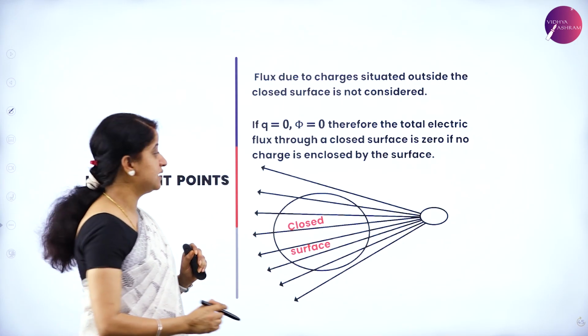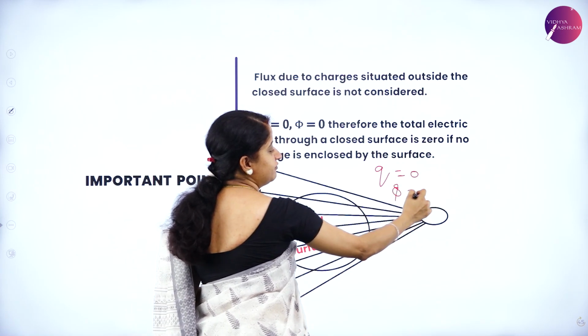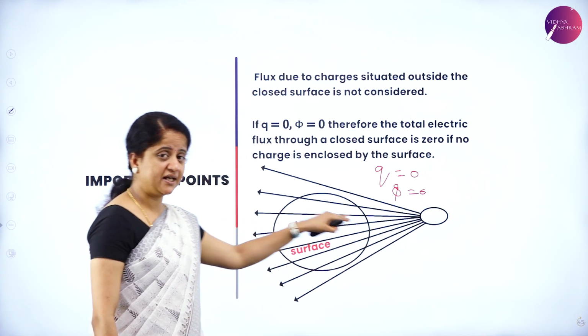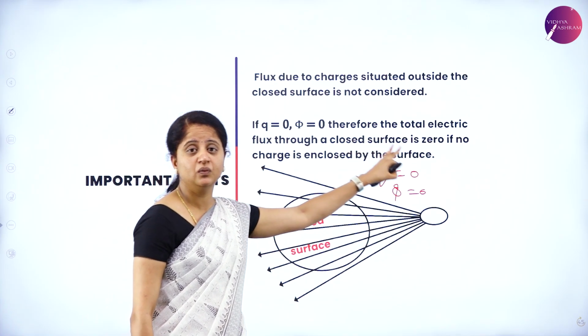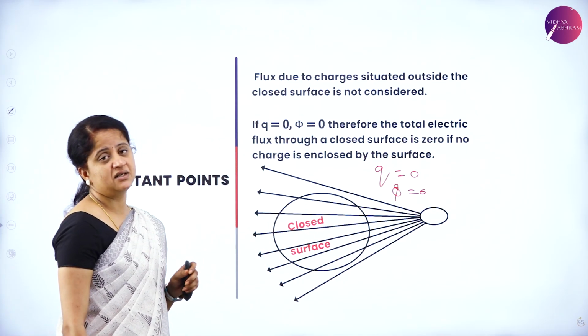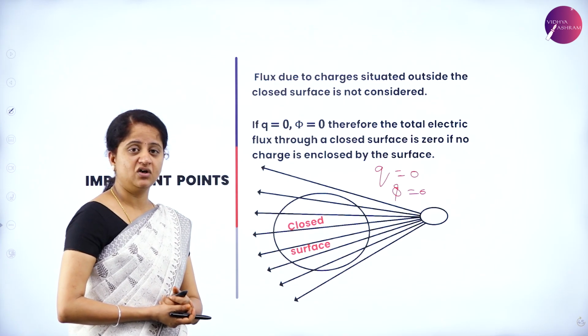When the charge is equal to 0, when there is no charge, there is no flux, because the force experienced by a charge is due to the electric field. When the electric field is not there, there are no field lines passing through the surface, and flux is the field lines passing through the surface. When Q is 0, obviously the flux value will be equal to 0. So these are again two important points to remember in Gauss law.